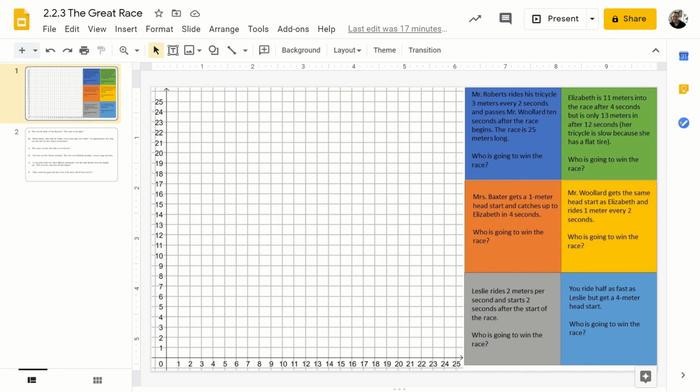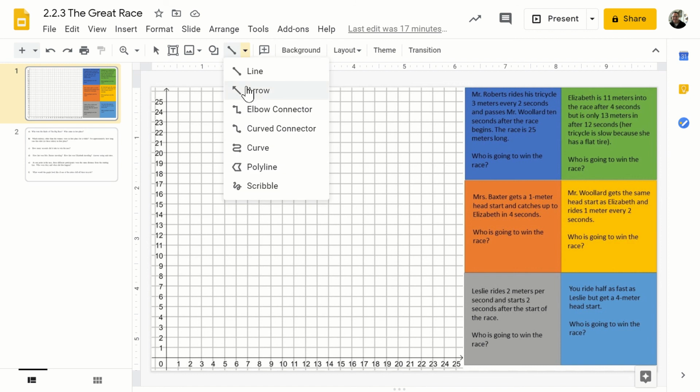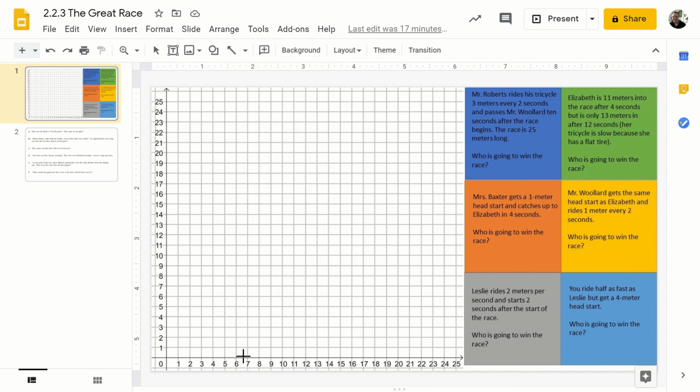Okay, so if we're looking at Elizabeth first, I said she is 11 meters into the race after 4 seconds. So let me go ahead and grab, I think we used this tool last time, the arrows. She is 11 meters after 4 seconds. So here's 11, and I'm going to go to 4. There's 4 seconds, there's 11. So I know this is a data point that I want to use. And from here, I know that if I go over, she is only at 13 meters, so she changes 2 meters at 12 seconds.